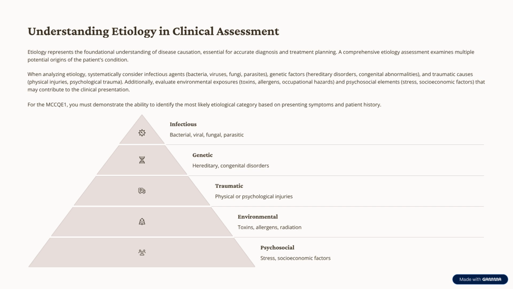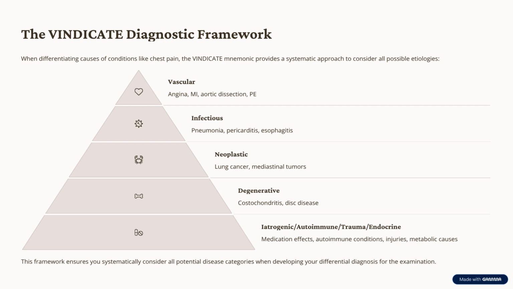Ask yourself, is it acute or chronic? Is it infectious, autoimmune, or malignant? Could it be genetic, medication related, psychiatric, even socioeconomic or environmental? Here's your clinical detective toolkit, VINDICATE. Let me introduce you to your clinical detective toolkit. This is Vindicate, a powerful framework to build and rule out your differential diagnoses like a pro.